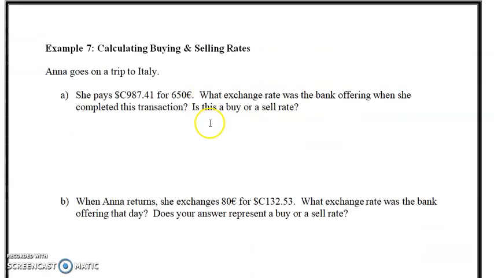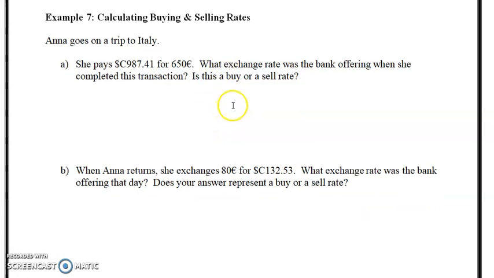All right, next, example number 7, calculating buying and selling rates. Anna goes on a trip to Italy. She pays $987.41 for 650 euros. What exchange rate was the bank offering when she completed this transaction? Is this a buy or sell rate?